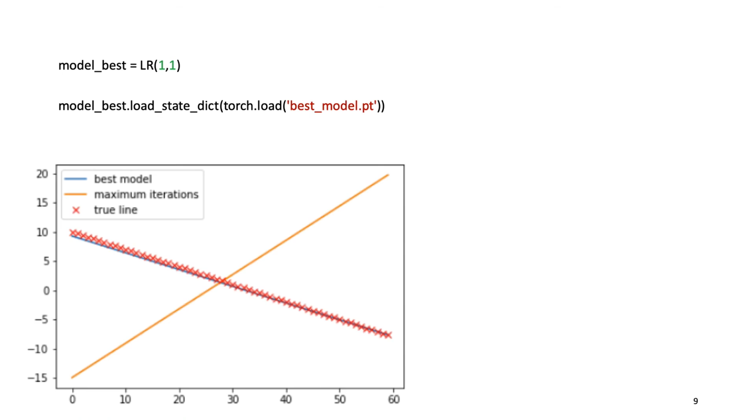To load the model, we will create a new linear regression object. We will use the parameters saved in the early stopping. The model must have the same input dimension and output dimension as the original model. We then load the trained parameters using the functions torch.load and load_state_dict. In the lab, we can see that the model using early stopping, in blue, is a much better fit to the data points in red compared to the model that used maximum iterations, in orange.